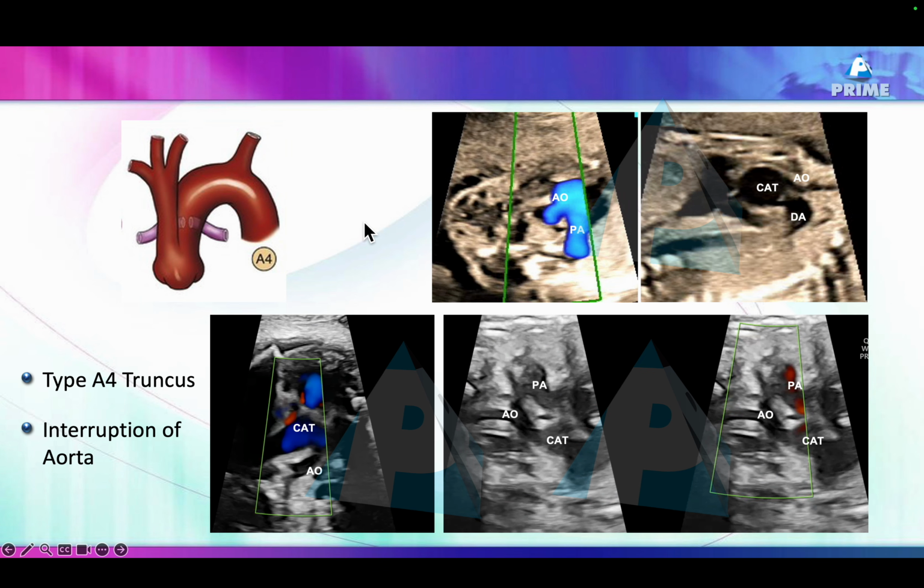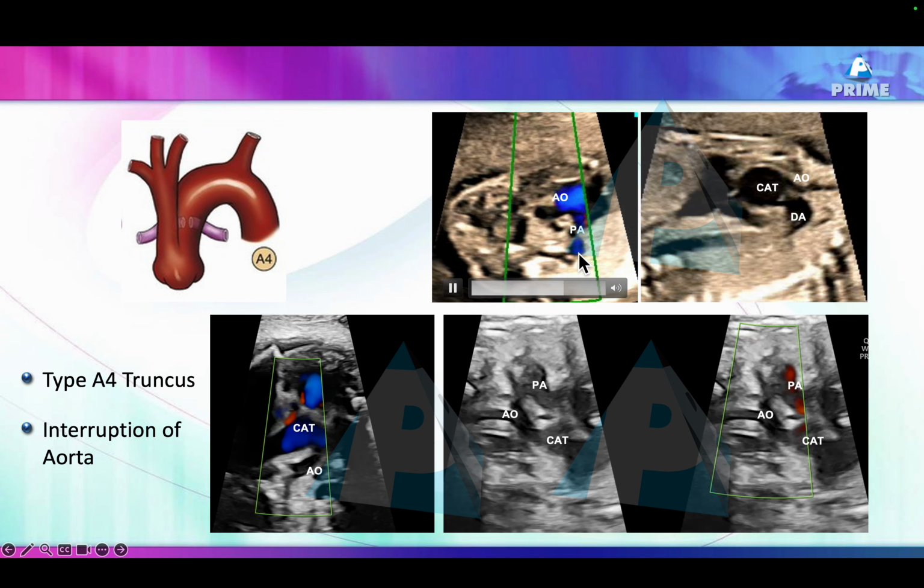Let me show you now a rare disease. These are the two cases which we had in the past about 6-7 years. We have about 24 cases of truncus arteriosus, and we have just 2 of type A4. Now to look at this, in the 3 vessel view, you see the pulmonary artery continuing through the ductus into the descending aorta, but the aorta is not coming and meeting here. The aorta is kind of truncated here only.